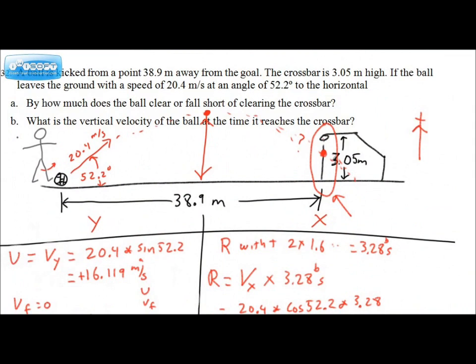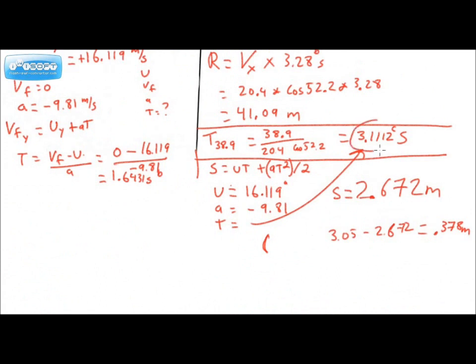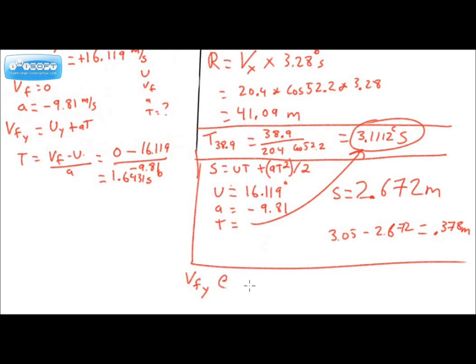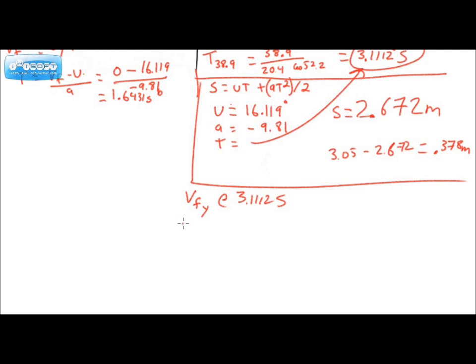Now, what's second? What is the vertical velocity of the ball at the time it reaches the crossbar? Well, that time is still our 3.112 seconds. So I'm going to create another little cell, and we're looking for V final y at 3.1112 seconds. Alrighty, well, what equation do we want to use? Let's use V final equals U plus AT, just to keep track. It's in the y component, so it's going to equal Uy.